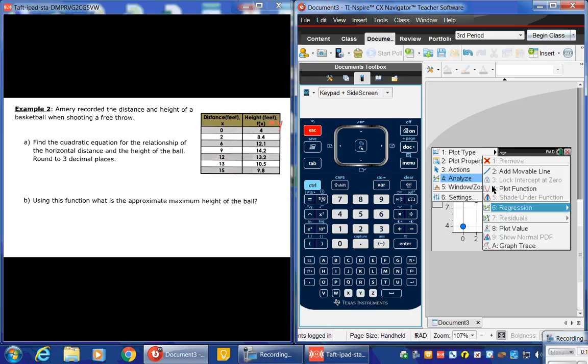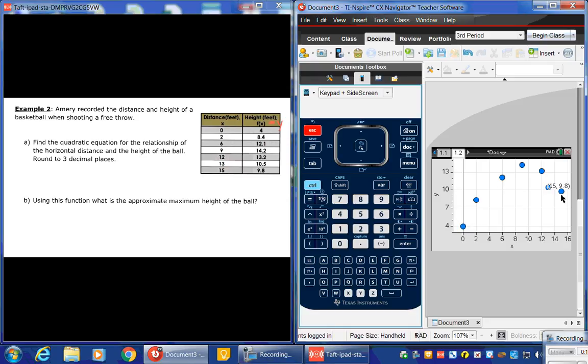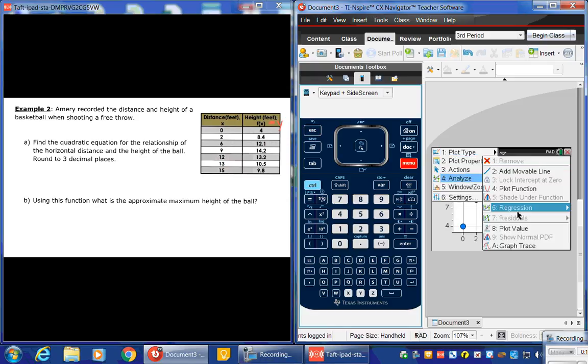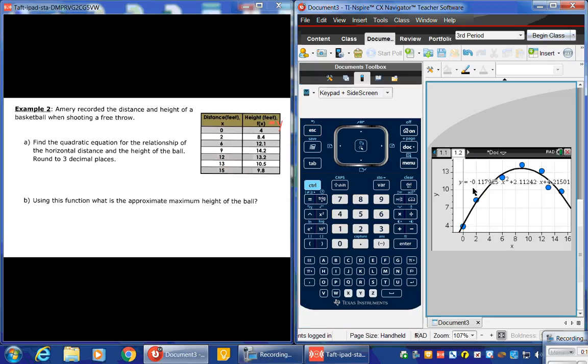And we can see here, before I do that, that this does look like a parabola about. It looks like a parabola that's facing down, one of the sad, frowny face parabolas. So we're going to Menu, Analyze, Regression, Show Quadratic. Here's our quadratic, and the problem says to round to 3 decimal places. So let's go ahead and do that.